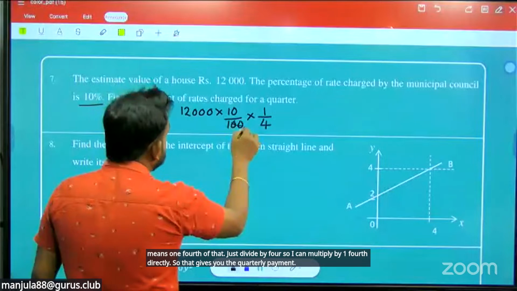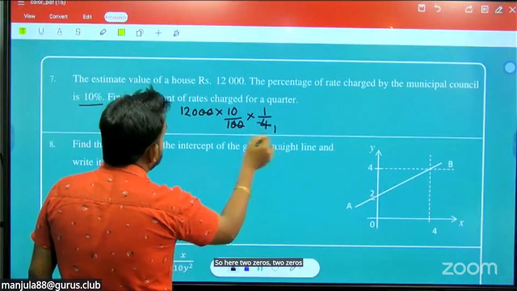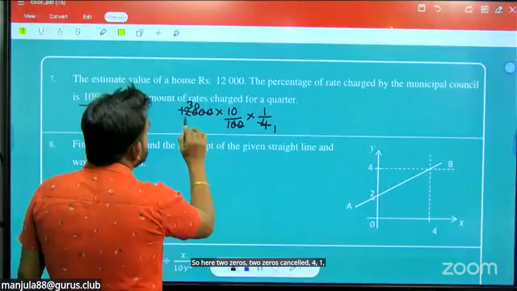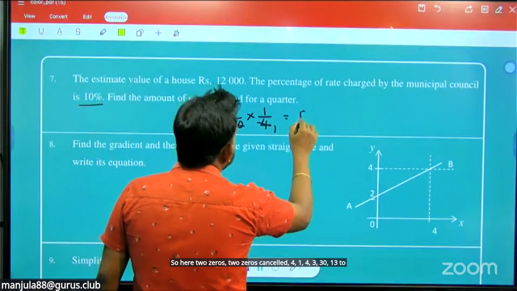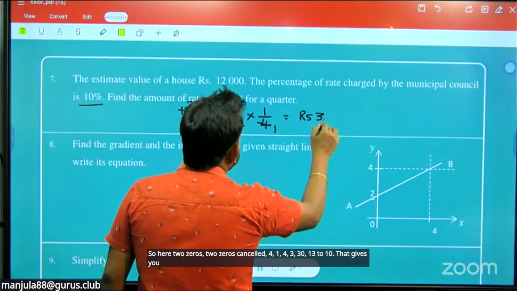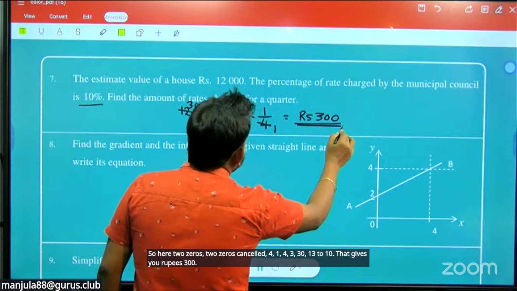So here two zeros cancelled. 4 1s are 4, 4 3s are 12, 30, 30 into 10. That gives you rupees 300. So that is the quarterly payment.